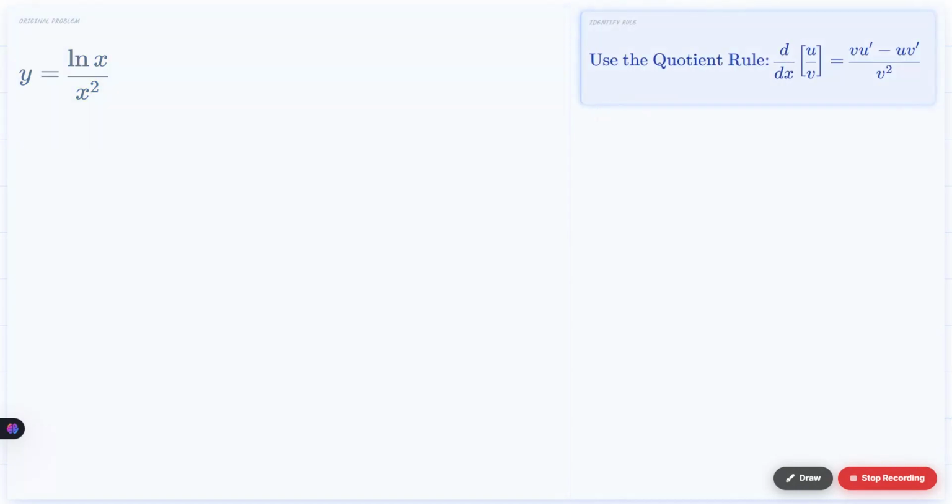We identify that we must use the quotient rule. We do this because the function is a fraction with one part on top and one part on bottom. The quotient rule is the math rule for finding the derivative of a fraction.